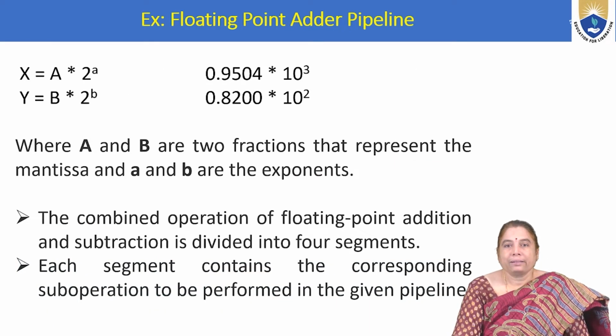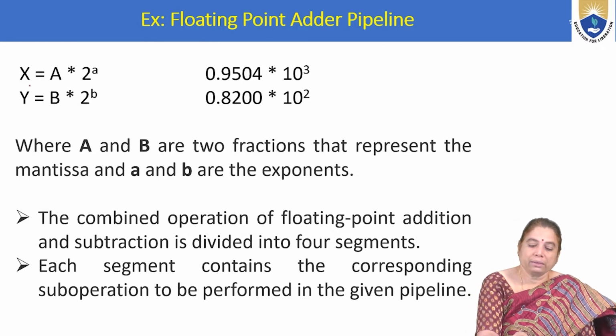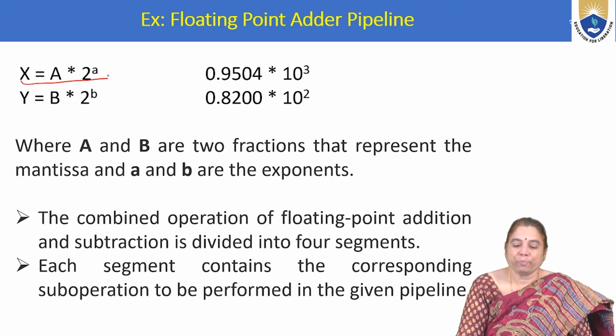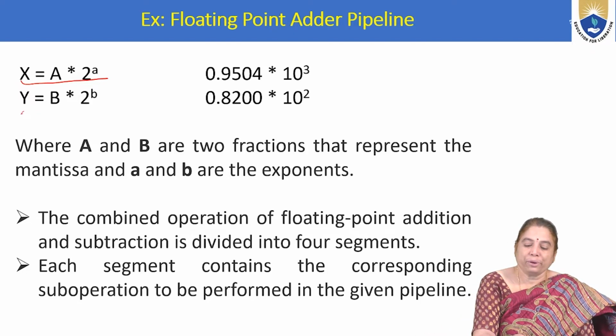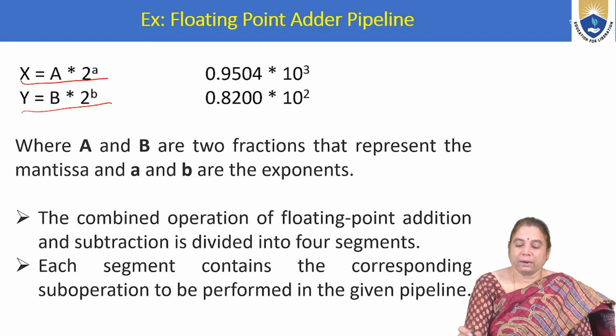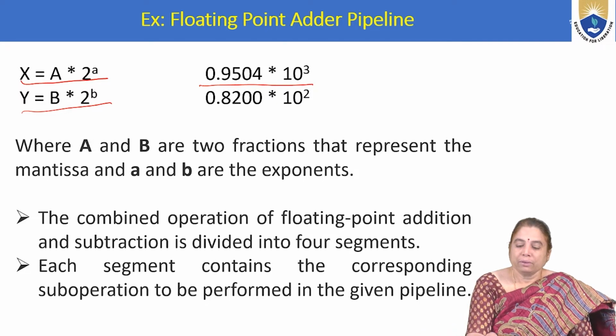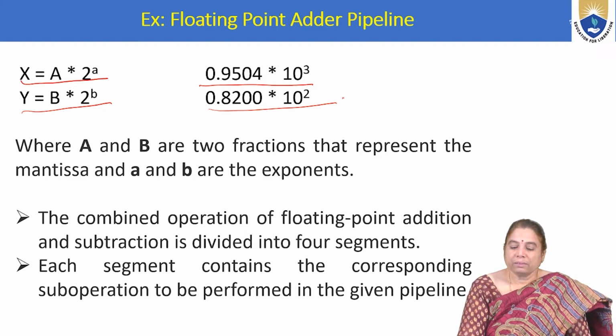Now consider another example, the floating point adder pipeline. Here the example that can be considered is X is equal to A into 2 power a, Y is equal to B into 2 power b. For this, the numbers that can be considered are 0.9504 into 10 power 3, that is the X value. The Y value is 0.8200 into 10 power 2. So these are the values considered in this example.